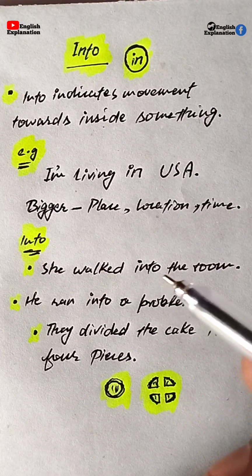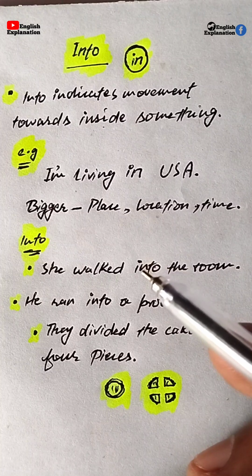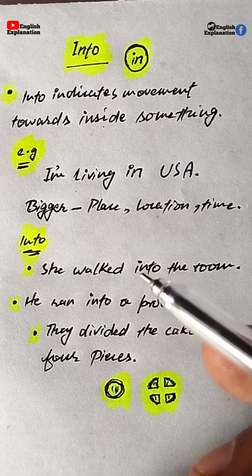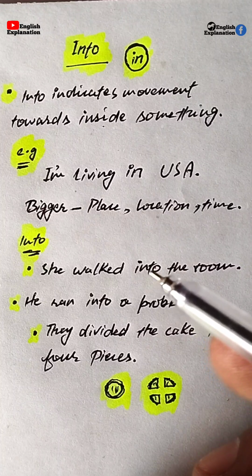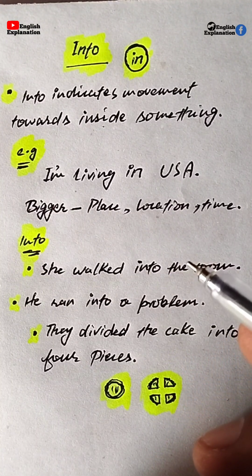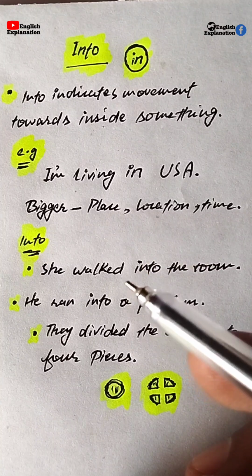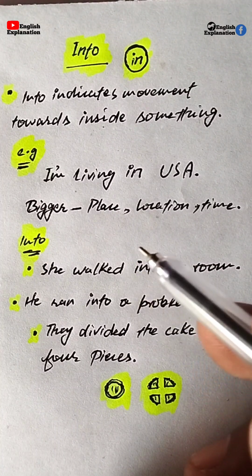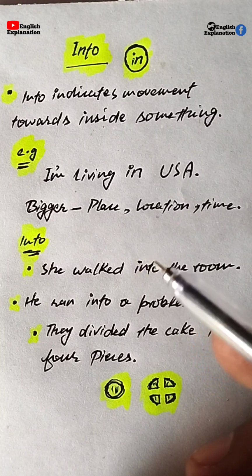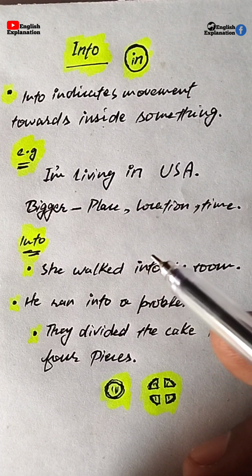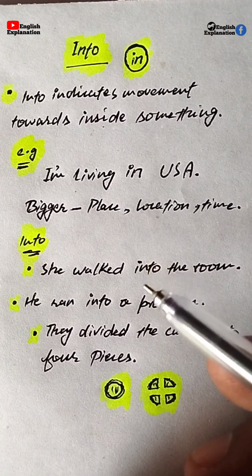She walked into the room. So she went into the room. Here into is indicating the direction of the girl. She went inside the room. Then we talk about one thing going inside the other thing. So for these reasons we use preposition into. We are using to here for direction.